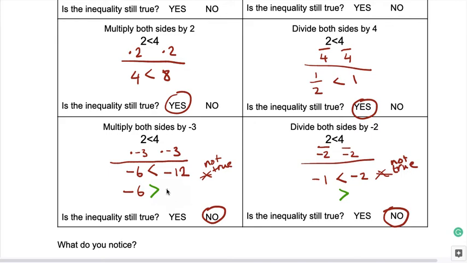-6 is greater than -12. And -1 is greater than -2. So that's what's going on here. So now the inequality, once we actually do flip the sign, is, yep, it's true now. Okay, right? Flip the sign. Let's move on. I know we're going to do a little bit of repetition now in the next part of this lesson.